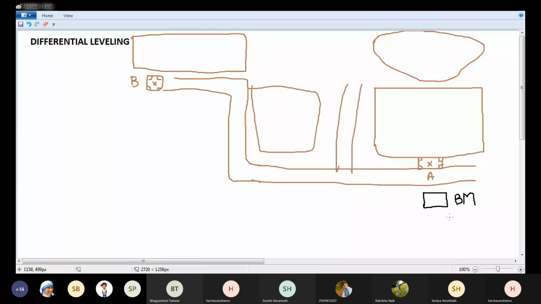So what I'll do, I'll assume a benchmark, and I'll assume its elevation as 100 meter from the datum. Here I'm not assuming mean sea level as datum. Actually, the average elevation of Halyal is 750 meters from the mean sea level. But for my survey, which is of very small scale, I'm assuming benchmark as 100 meter from the datum. So I'm assuming an arbitrary datum and benchmark. Okay, so first I'll set up the instrument here.